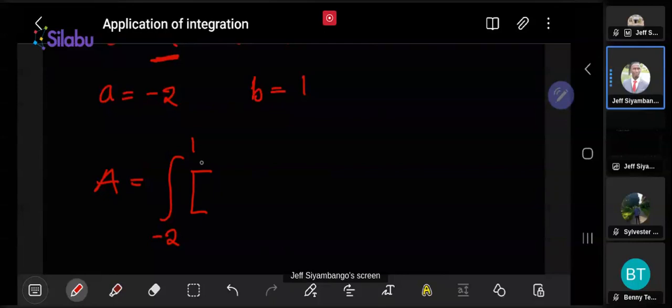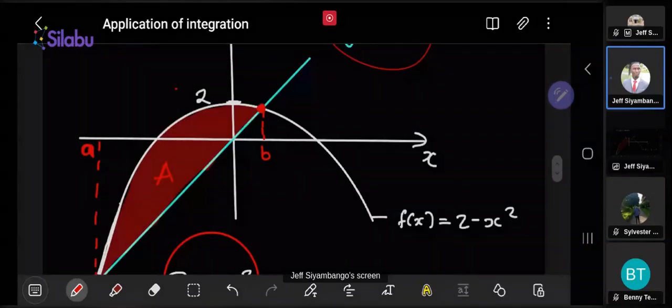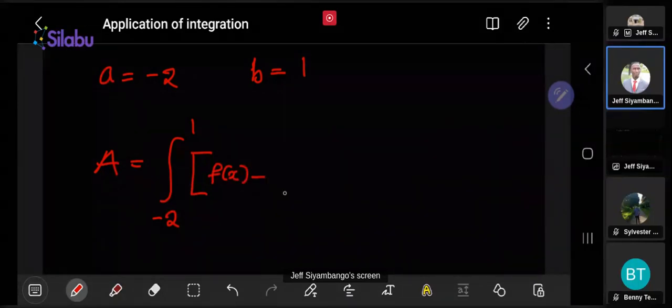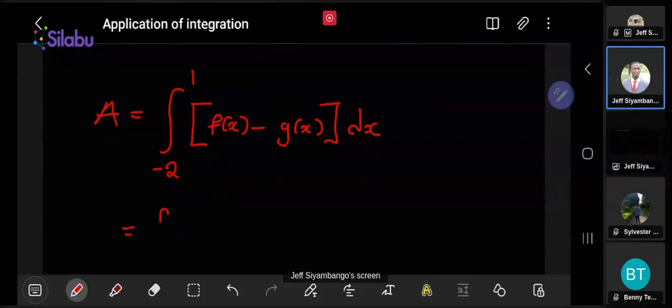And which graph is greater? The one that is greater has to be the first one here. When you look at this clearly, the curve is greater than the straight line in this boundary. Because the curve is greater in this boundary, it's going to come first. f of x will come first. So we're going to have f of x, then minus g of x, then dx. Everything now is practically the same as before, from minus 2 to 1. Then we have 2 minus x squared, then minus x dx.